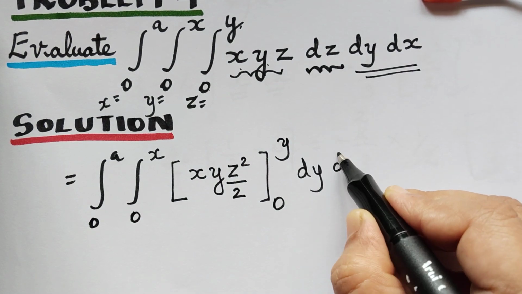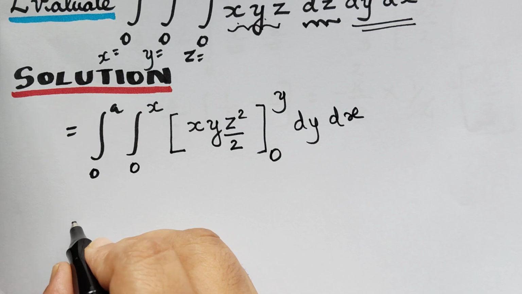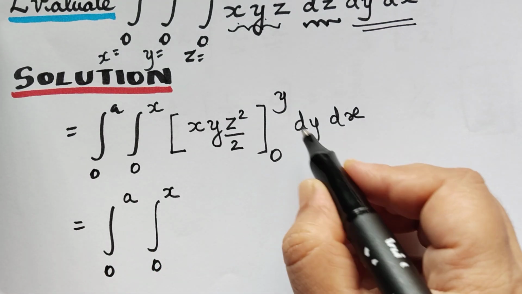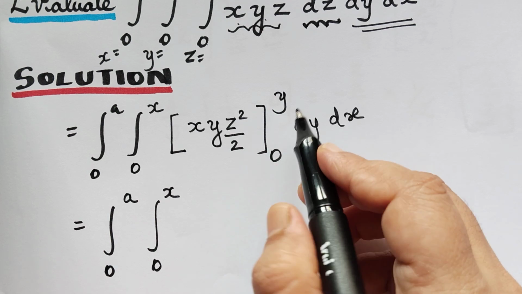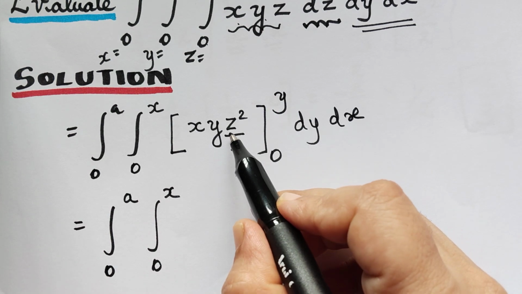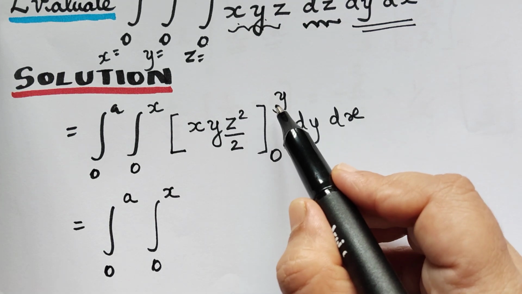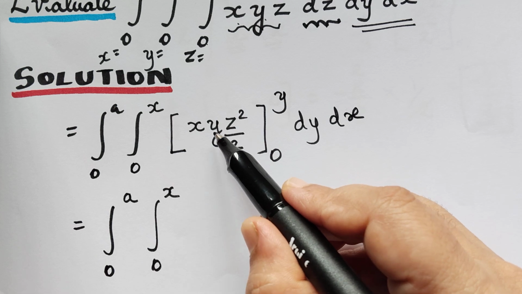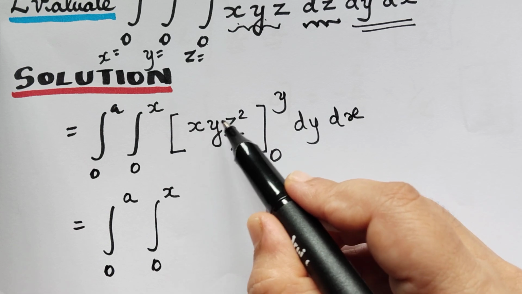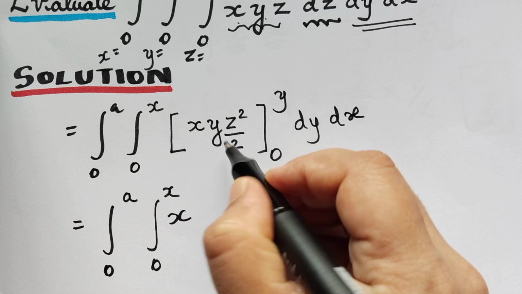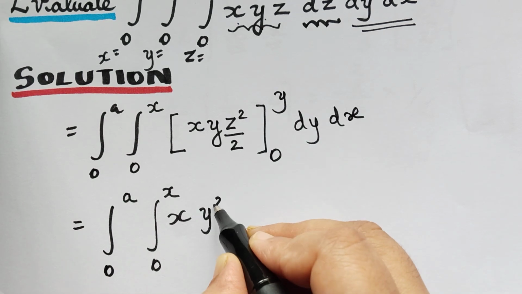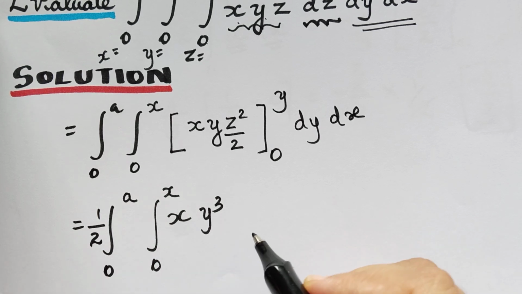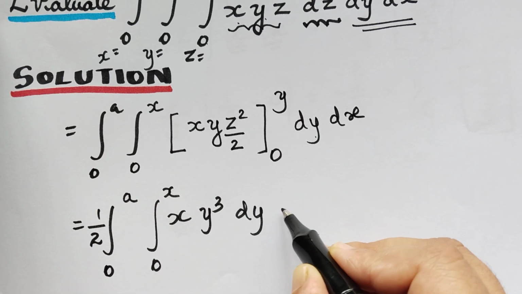And the remaining part we write as dy dx. This is further equal to the integral 0 to a, integral 0 to x. Now we shall apply the upper limit minus the lower limit. When we apply the upper limit at the place of z, because we integrated with respect to z only, we get y square. There is already a y over here, so it gets multiplied and we get x. y multiplied with y square will be y cube, and the 1 by 2 constant can be taken out of the integral. So I am writing it here, and we have dy dx.